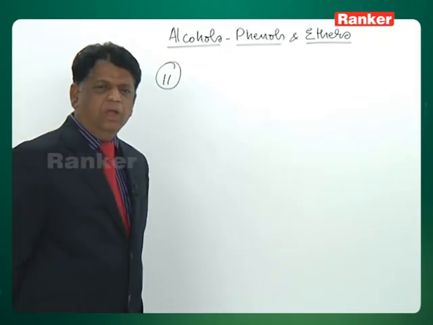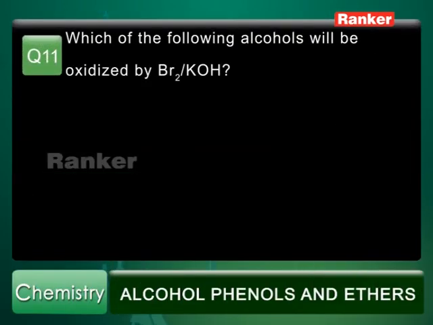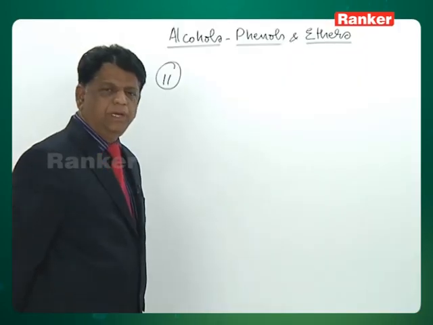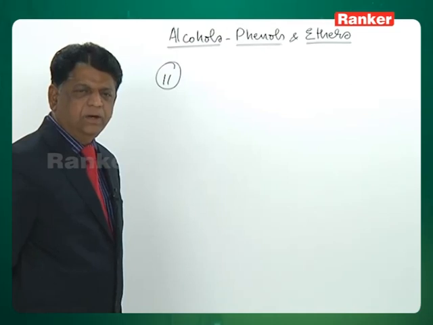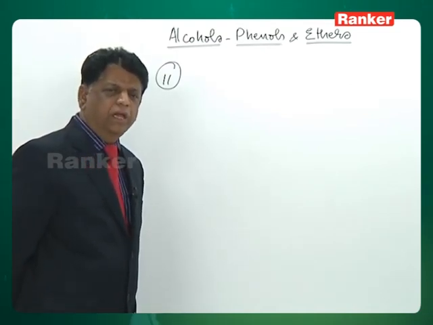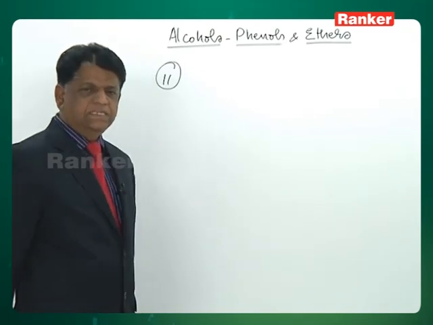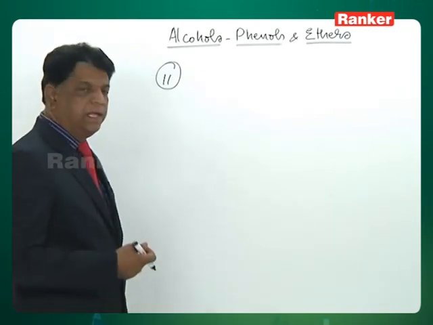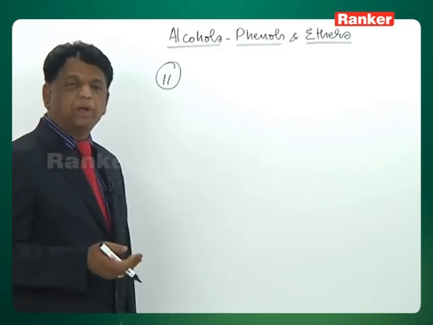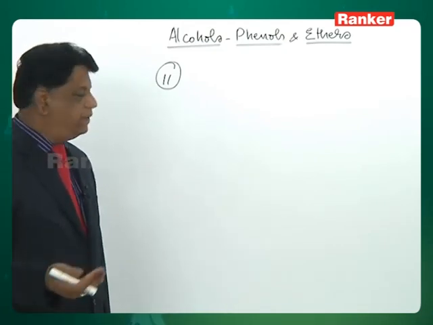Which of the following alcohols will be oxidized by bromine and KOH? In basic medium bromine is used, so it must be a haloform reaction. If the 2 degree alcohols are oxidized, consequently what happens? You will get a ketone, a methyl ketone is formed. Afterwards it will undergo the haloform reaction subsequently.